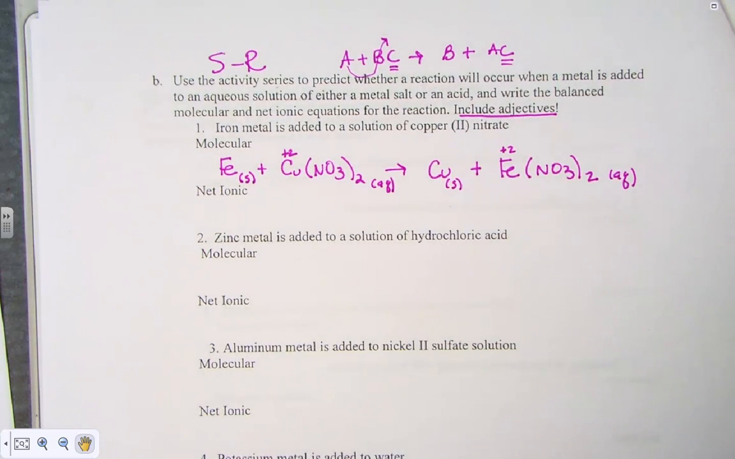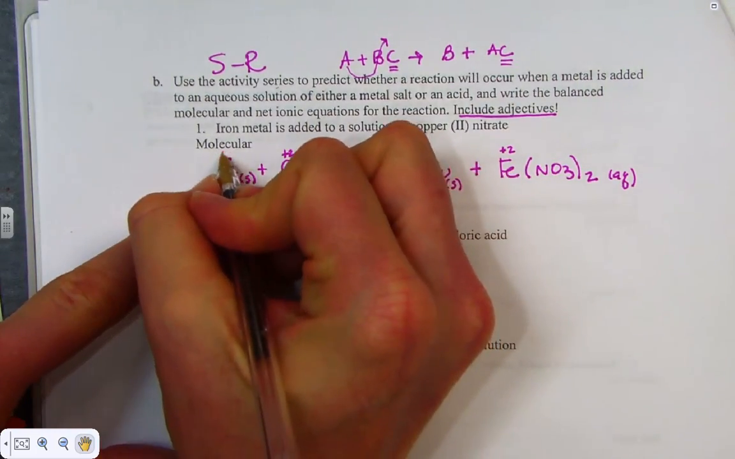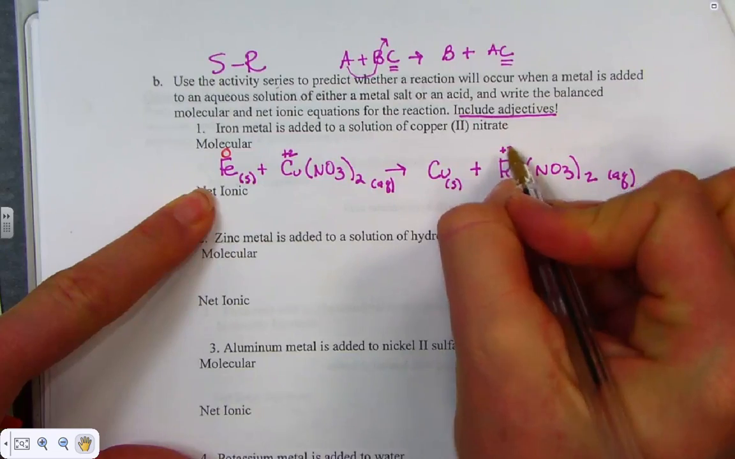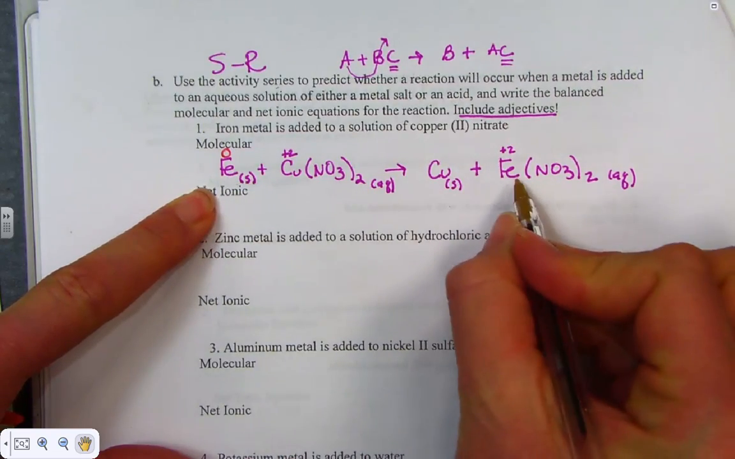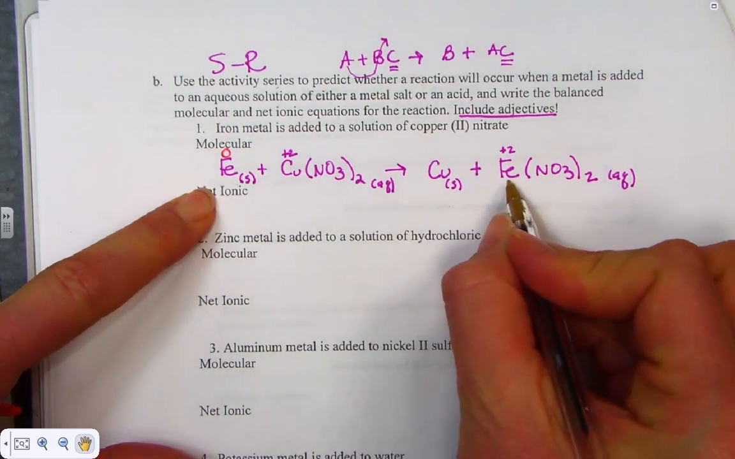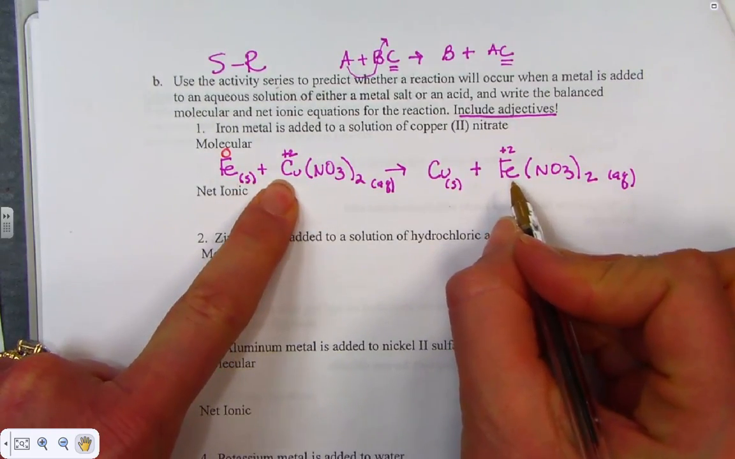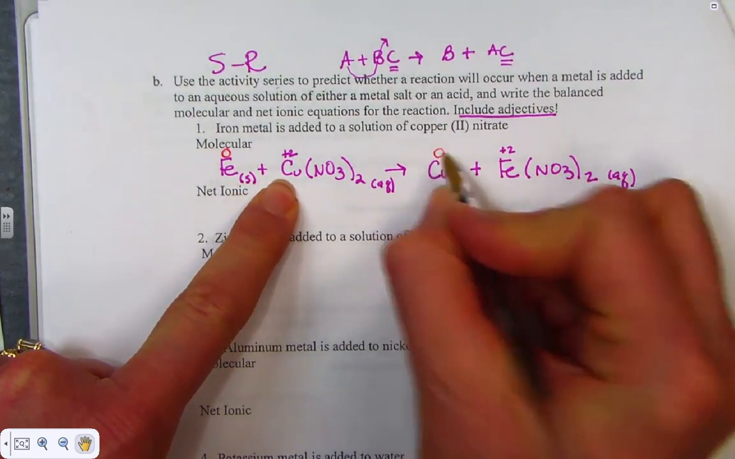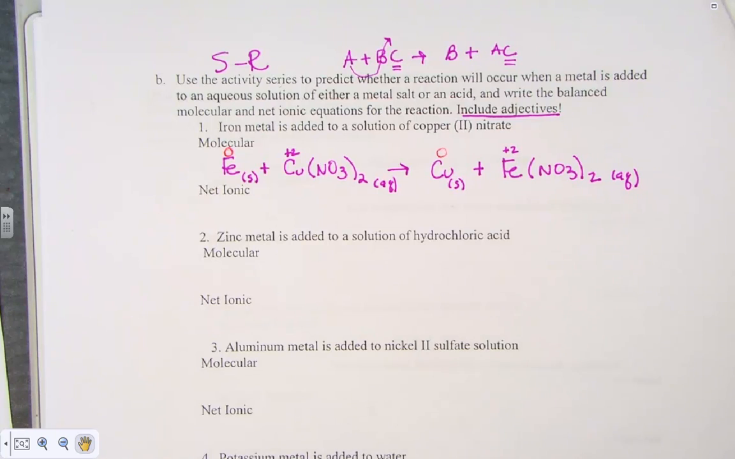Now, thinking about LEO and GER in our oil rig, when we think about oxidation and reduction, iron started as a 0, went to a +2. Iron is being oxidized by a change of 2. Copper started as a +2, went to a 0. It is being reduced by a factor of 2.